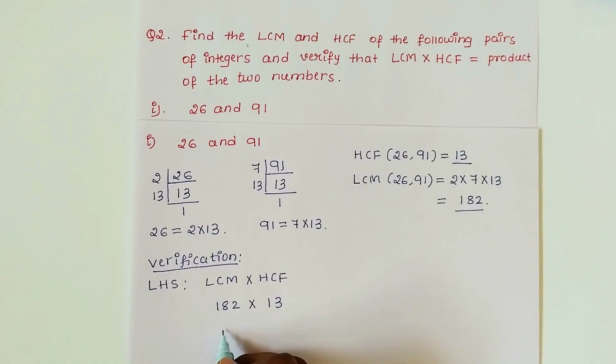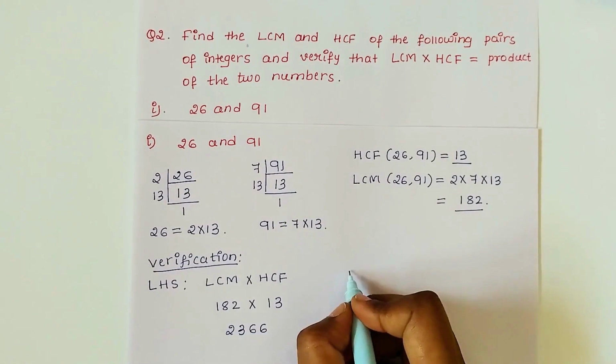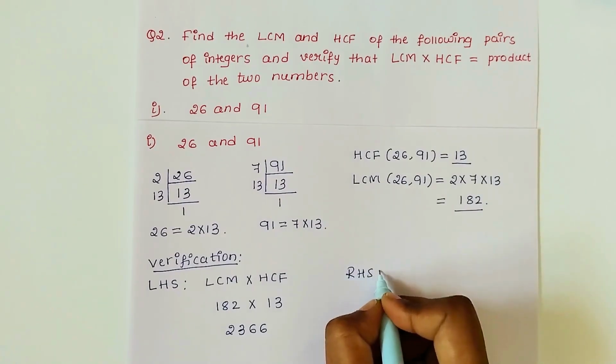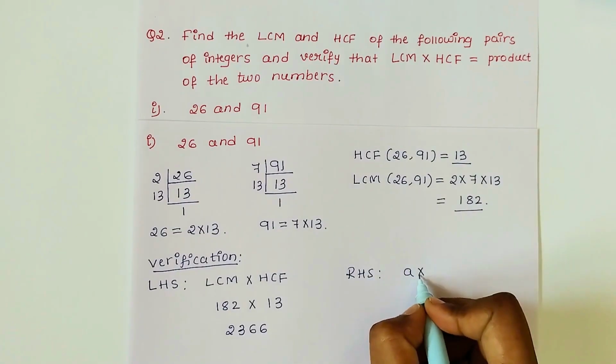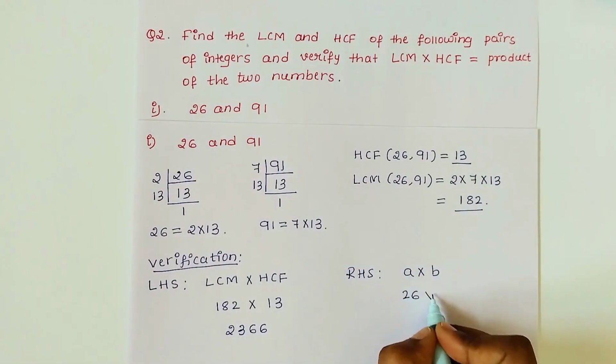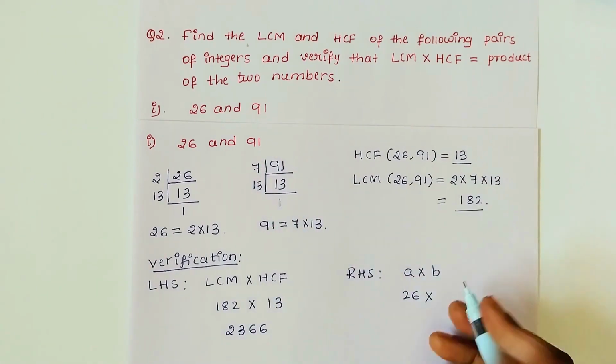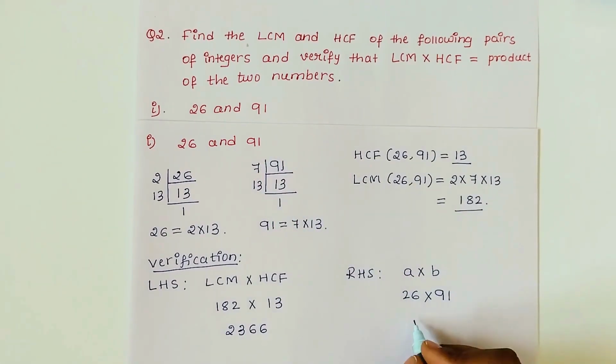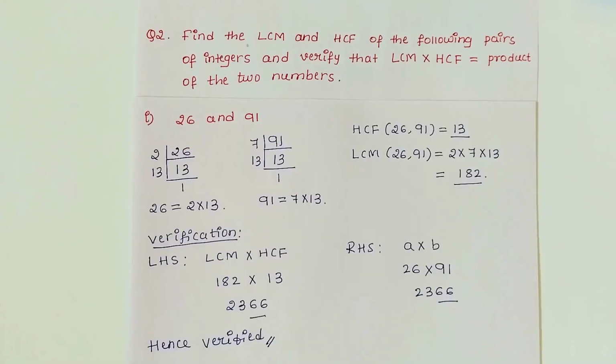So the product gives us 2366. Now consider the RHS part of the relation, that is the product of those two numbers. The first number is 26 here and the second number is 91. And the product gives us 2366. See, the LHS and RHS are both equal. So, hence the relation is verified.